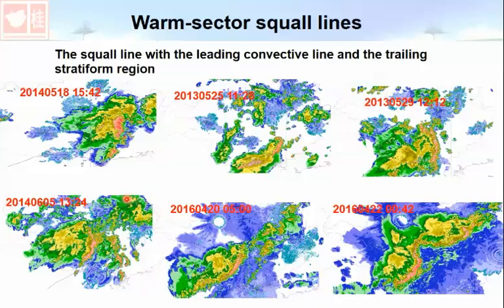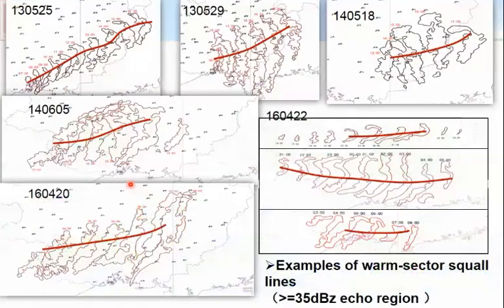The movement of the squall line was closely related to ground outflow and middle level guiding airflow. The above warm sector squall lines adhere to the conceptual model of a squall line with a leading convective line and a trailing stratiform region.